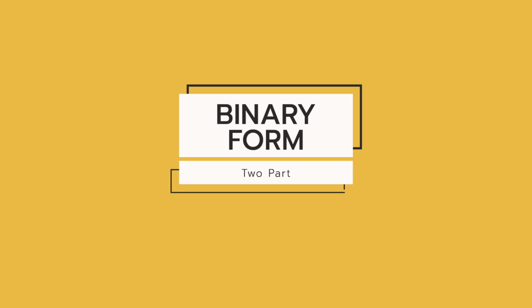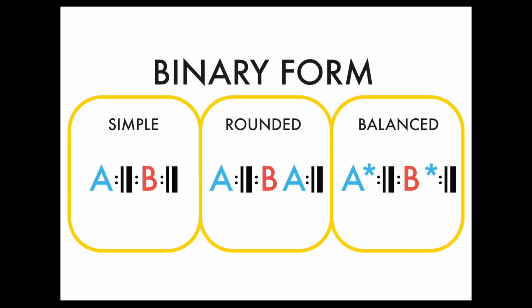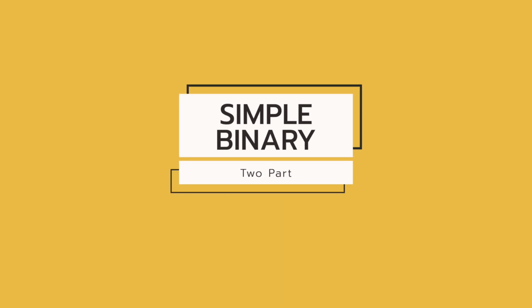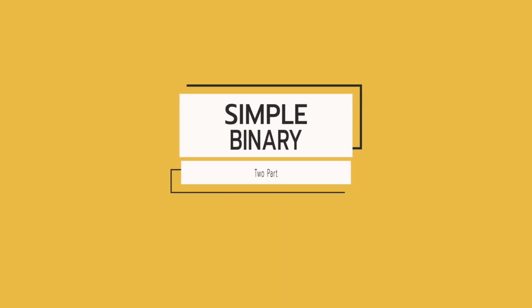I want to start with binary form. There are 3 kinds of binary forms. And as we work through each one, I'll compare them to the one previous so that you're able to easily identify the differences between the 3. Simple binary form is the first one. This is a simple 2-part structure.